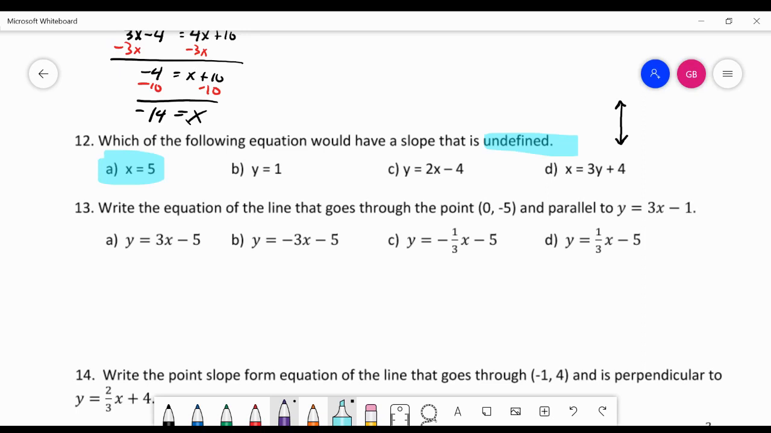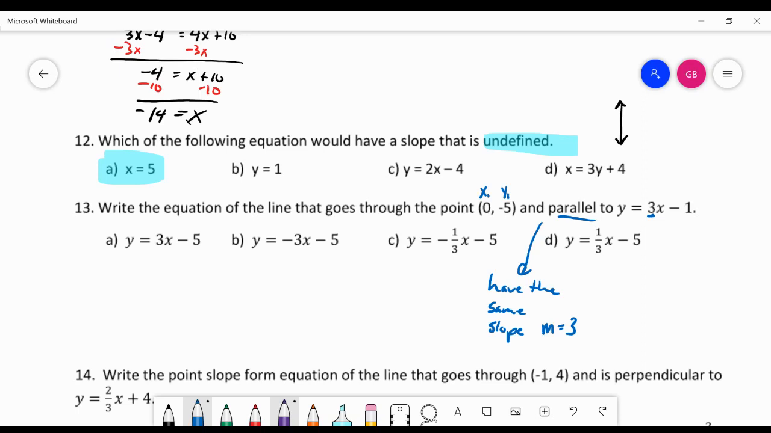13, write the equation of a line that goes through the point 0, -5, and it's parallel to y equals 3x minus 1. So remember, if the line is parallel, that means that the lines have the same slope. So the slope is going to be 3. So we have the slope already. And we have a point. We have a point here, 0 and -5. So this is x1 and y1.